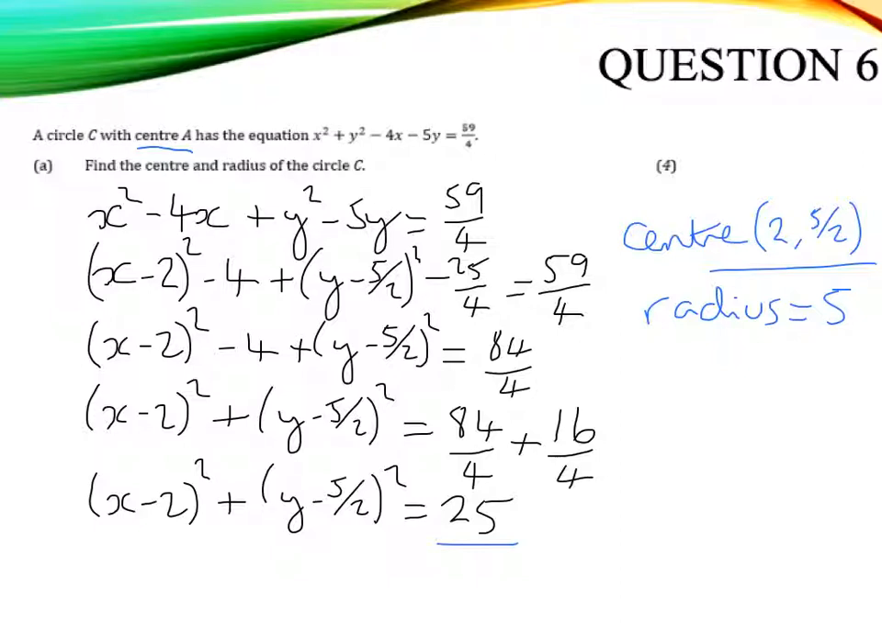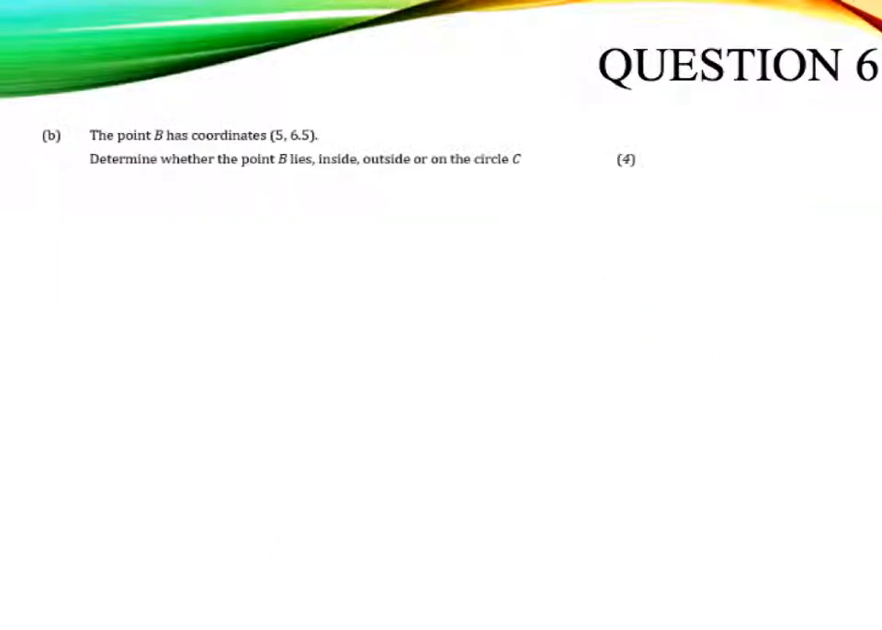Okay, I think I've done that. Let's just check the question again. Find the centre and the radius of the circle C. Centre, radius. Done. Let's move on to the next part.